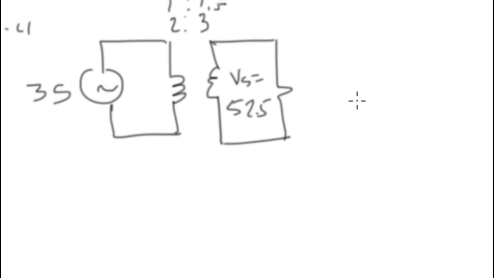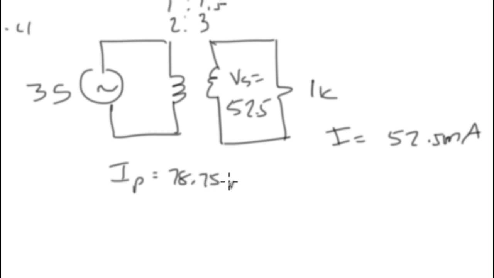I have a 1K resistor. So what is my current? I secondary is equal to 52.5 milliamps. So what would be my current over here? Little big, little big. So I would take 52.5 times 1.5, and I get 78.75. I primary is 78.75 milliamps. So this would be my I secondary, my I primary, my V primary, and my V secondary.